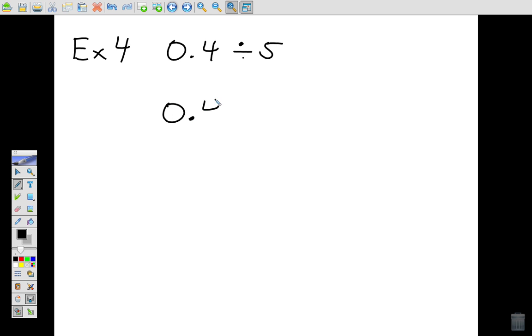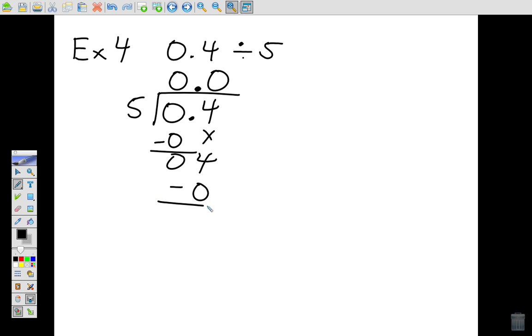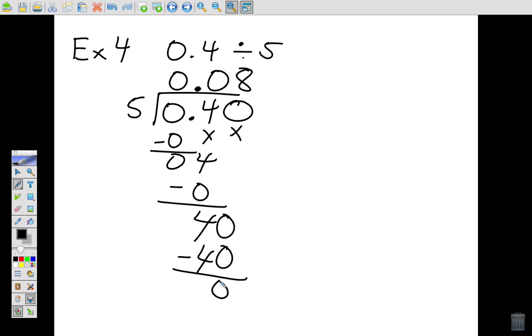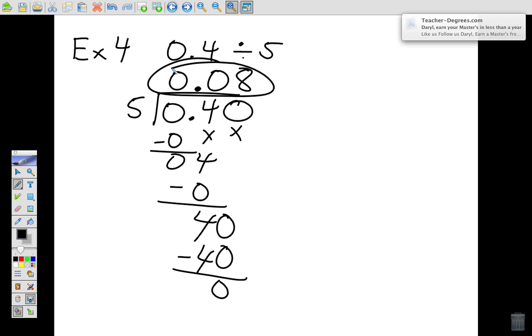All right, example 4. 0.4 divided by 5. Move your decimal straight up. 5 goes into 0 times, which is 0. Bring down the 4. Let's see, how many times will 5 go into 4? Will it go once? No, that's too high, because 1 times 5 is 5. So 0 times. 0 times 5 is 0. Subtract. Add a 0, bring it down. 8 times 5 is 40. And our quotient is 0.08. Again, eventually, on all these problems in this lesson, you will get a remainder of 0. Maybe not right away. You might have to add some zeros, but eventually you will.